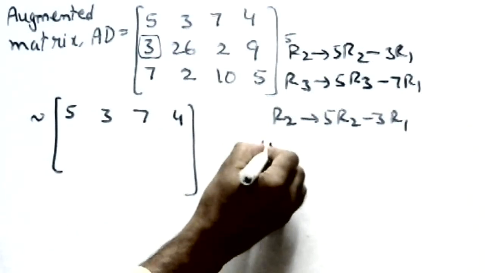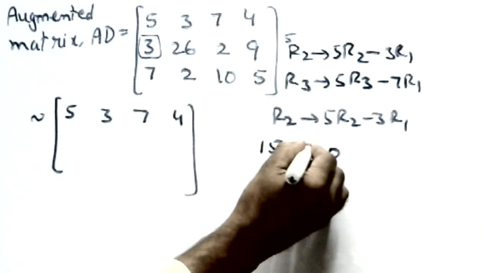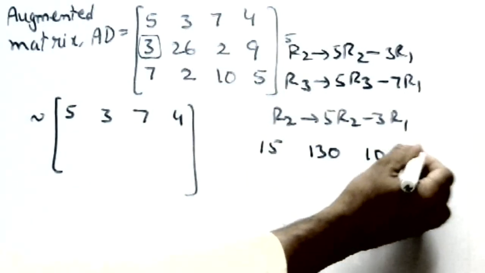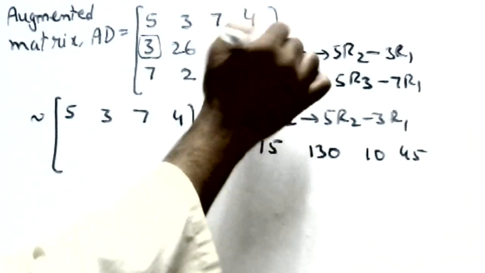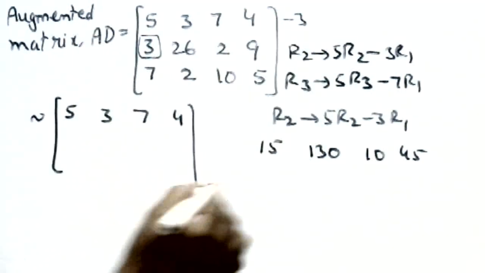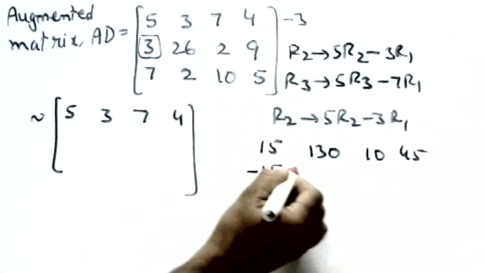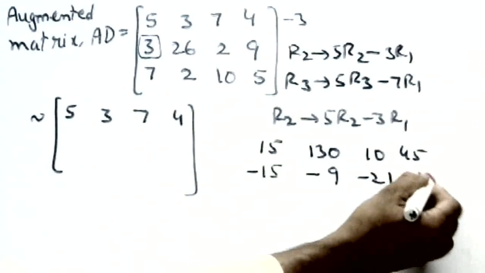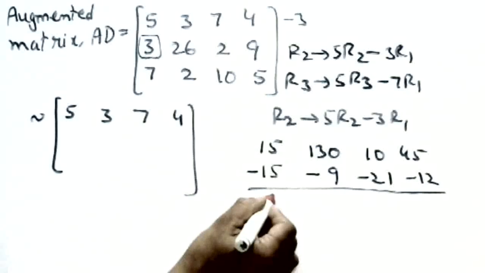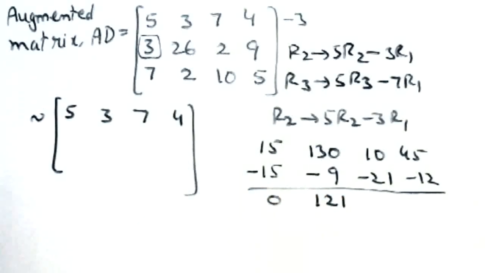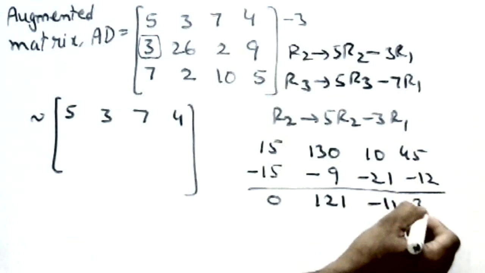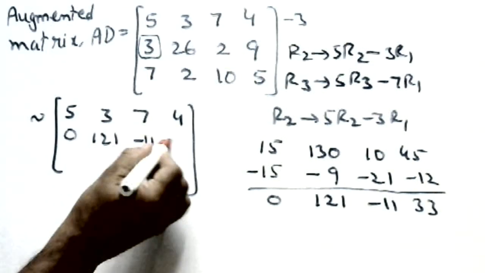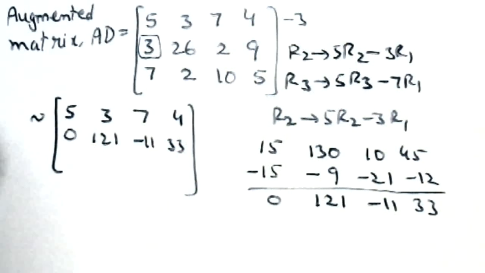5 into R2. 5 3s are 15. 5 6s are 30, carry 0, 3; 5 2s are 10, 5 9s are 45. Minus 3R1, so multiply with minus 3 all these numbers: minus 15, minus 9, minus 21, and minus 12. So let me add these numbers: 0, 21, this is minus 11, 33. Now let me write here 0, 21, minus 11, 33.